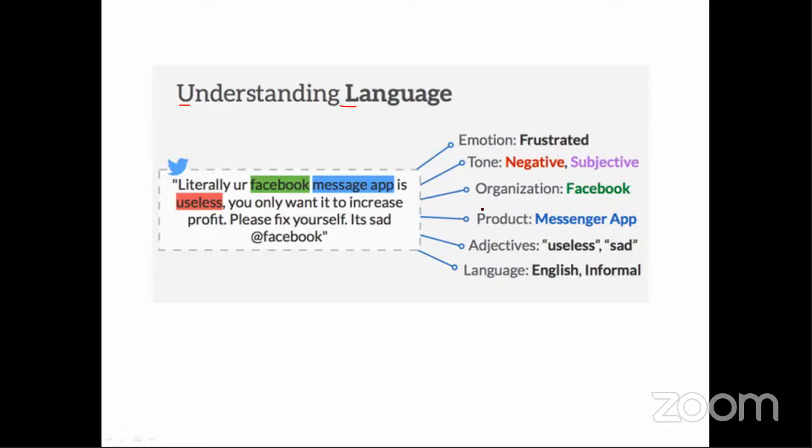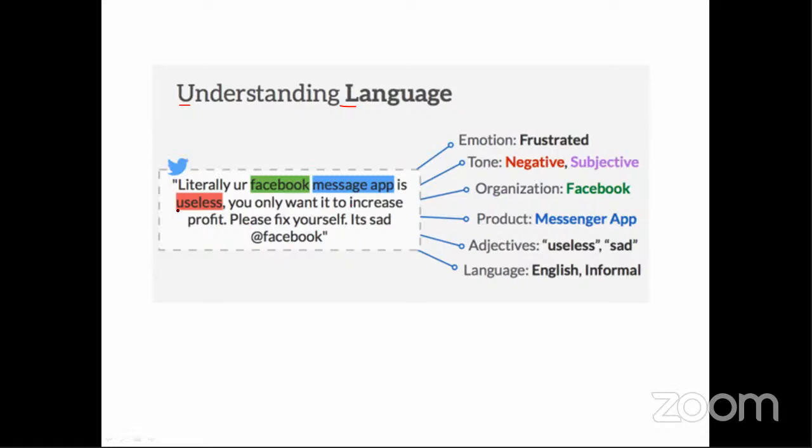Here you don't require any linguistic information or knowledge. The only thing is you have to understand the problem statement and find the insight from the output. For example, this is a tweet. It says, literally your Facebook message app is useless. You only want it to increase profit. Please fix yourself. It's sad. From this, what information am I getting? I'm getting the emotion. The emotion is frustrated. He's using the term useless, so the guy who posted this message is frustrated.